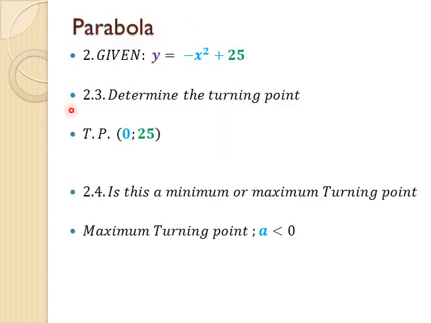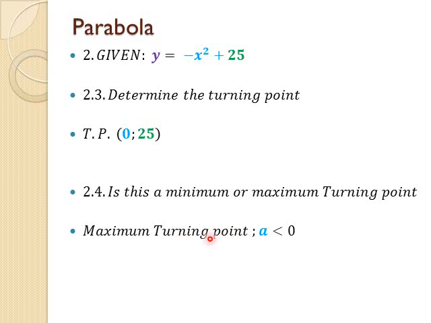Go to the next problem. Determine the turning point. As I said, as soon as you have two terms and it's a difference of two squares, my turning point and my y-intercept will always be the same, (0; 25). Is this a minimum or maximum turning point? a is less than 0, meaning it's negative. Therefore, I must have a maximum turning point.